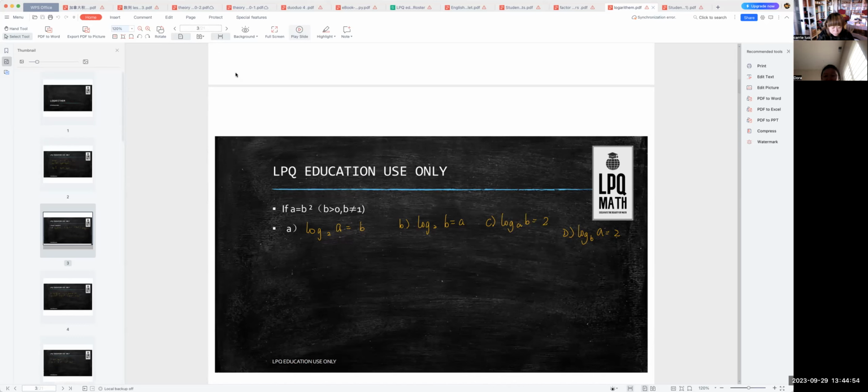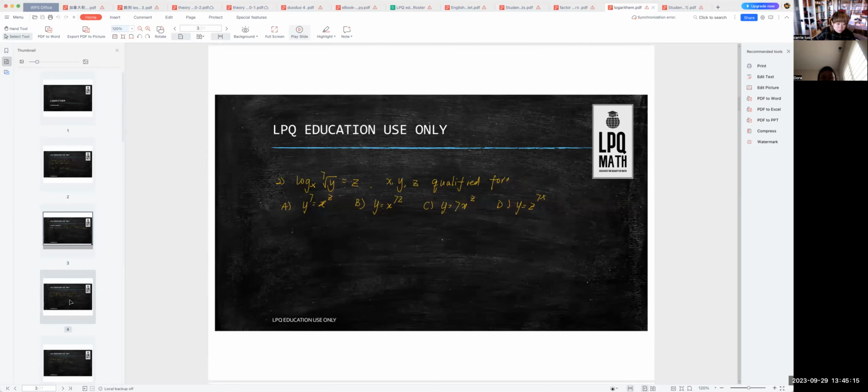It should be D, right? Okay, good. First, I have to know what the base is, right? So this one, I want to rewrite it as b squared equals a, right? So the base is b, the power is 2, the answer is a. Very good. The answer is D. Good job. Very good. Okay, so let's take a look at the next one.